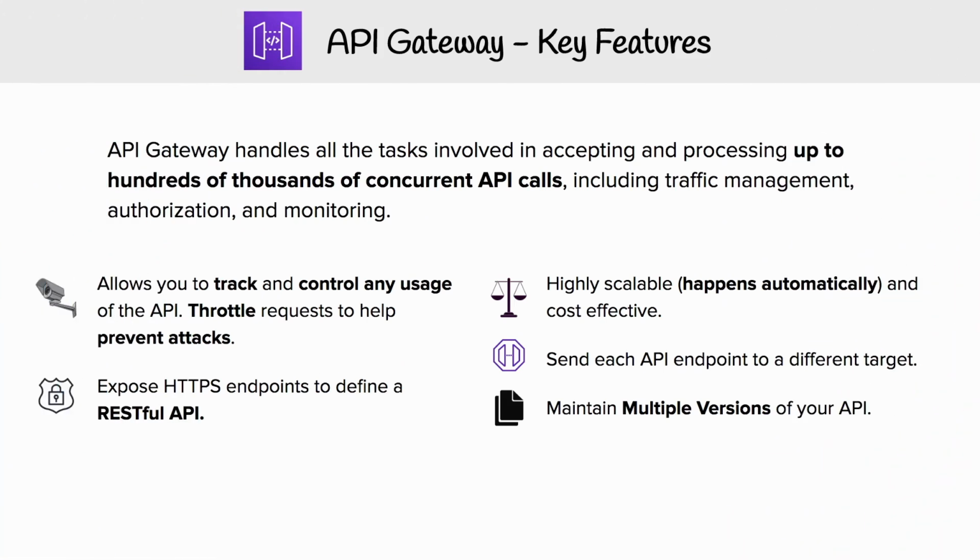So let's just talk about some of the key features of API Gateway. API Gateway handles all tasks involved in accepting and processing up to hundreds of thousands of concurrent API calls, including traffic management, authorization, and monitoring. So it allows you to track and control any usage of your API. You can throttle requests to help prevent attacks. You can expose HTTPS endpoints to define a RESTful API. It is highly scalable, so everything happens automatically and is cost effective. And you can send each API endpoint to a different target and maintain multiple versions of your API.